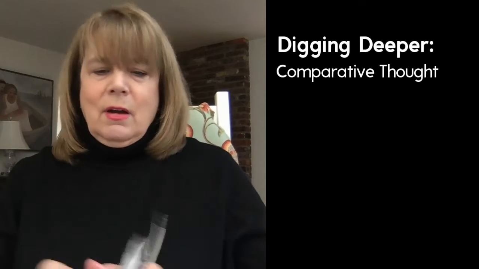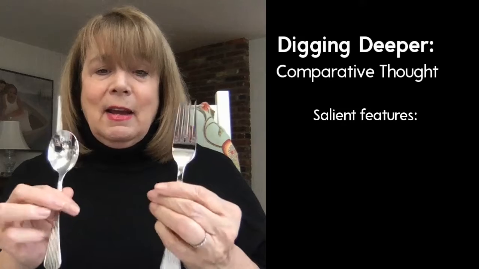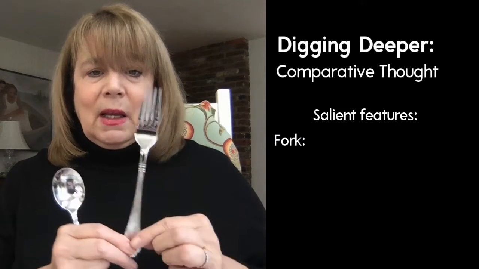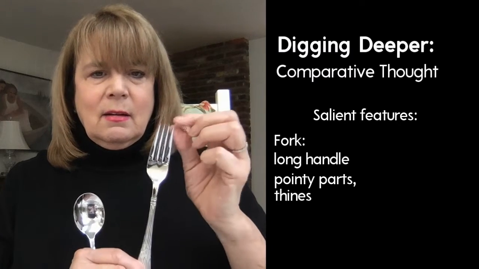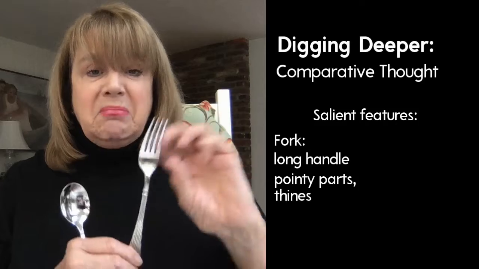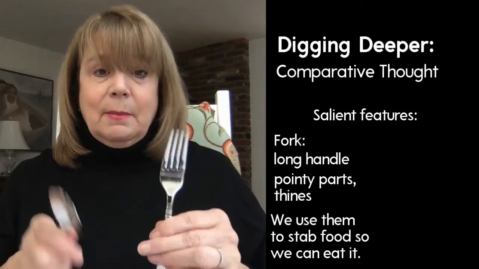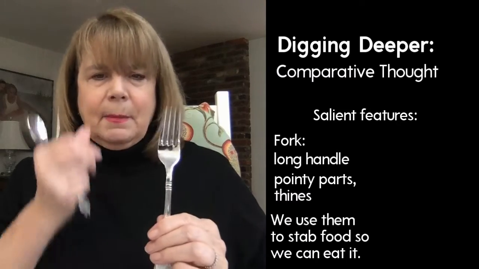Let me make it very simple. So here I have a spoon and a fork. And these have salient features. I might say, well, a fork has a long handle and pointy parts at the end. They're called tines. We use them to stab the food so that we can get it on the fork to eat it. Long handle and pointy parts at the end.